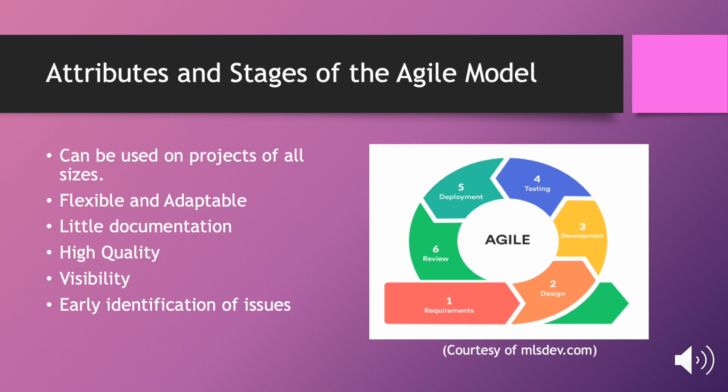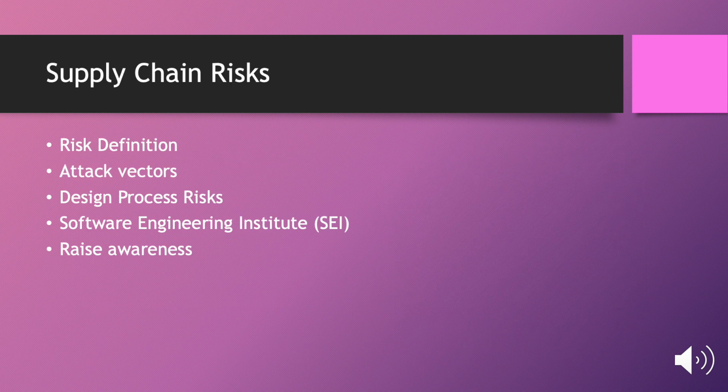The following image shows a life cycle of the Agile software development model. The stages are requirements, design, development, testing, deployment, and review. The model produces a high-quality product because testing is done at every stage. The model encourages customer involvement throughout the development. The transparent visibility associated with this model allows for early identification of issues or problems.